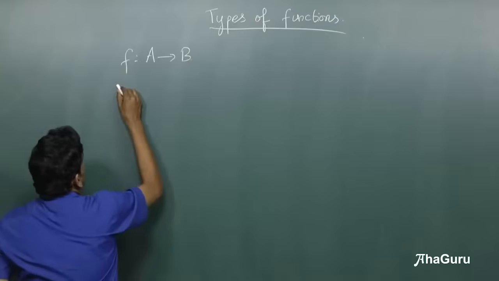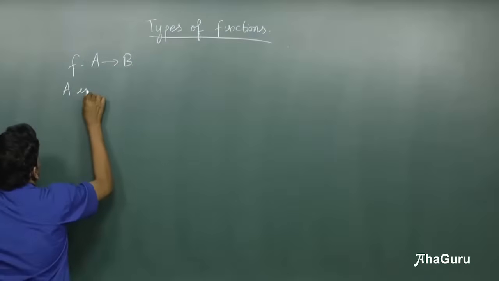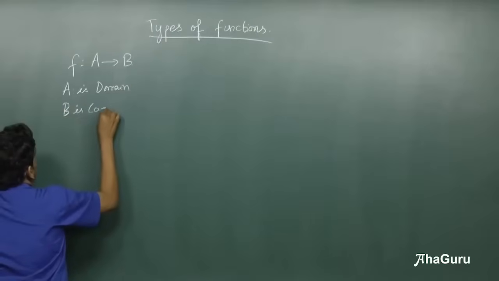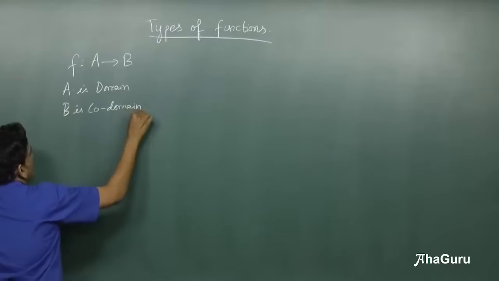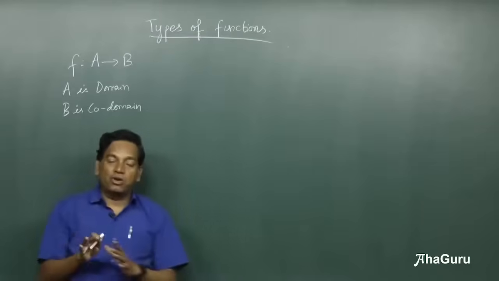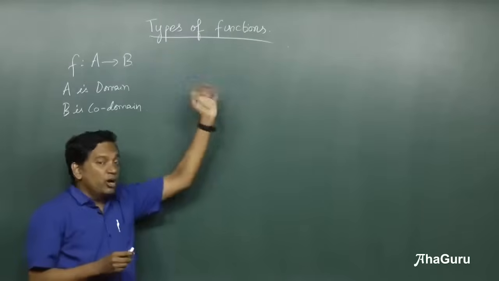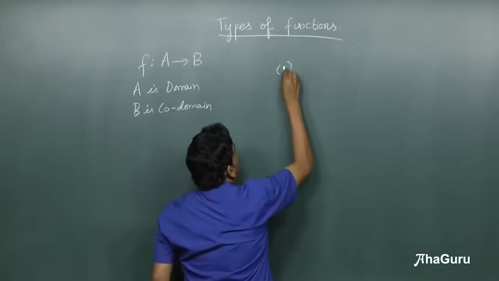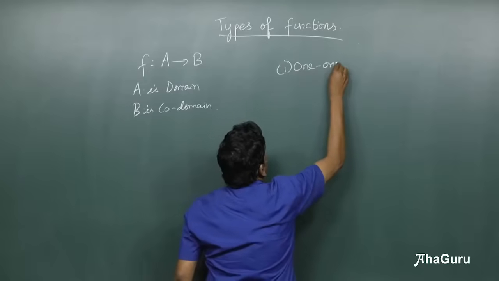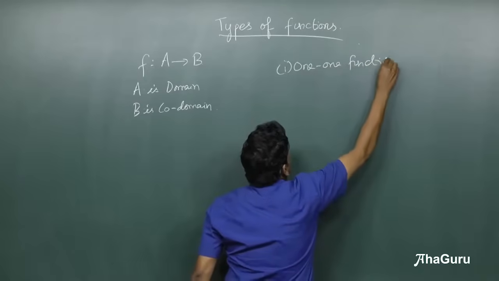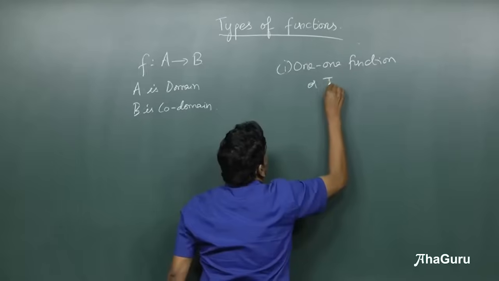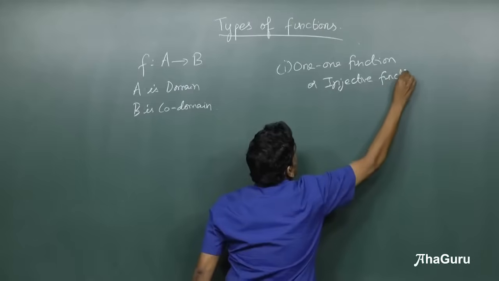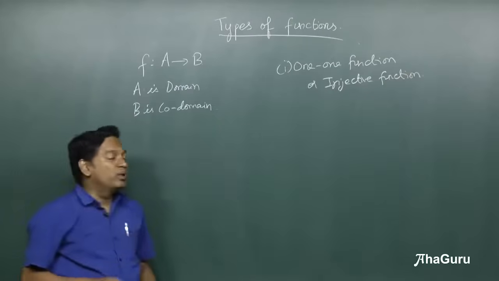Okay. So now we know that A is the domain and B is the codomain, and we have learned some of the basic concepts related to functions. Now we are going to look at some types of functions. The first type that we are going to look at is called a 1-1 function or injective function. Okay. Now what is a 1-1 function?